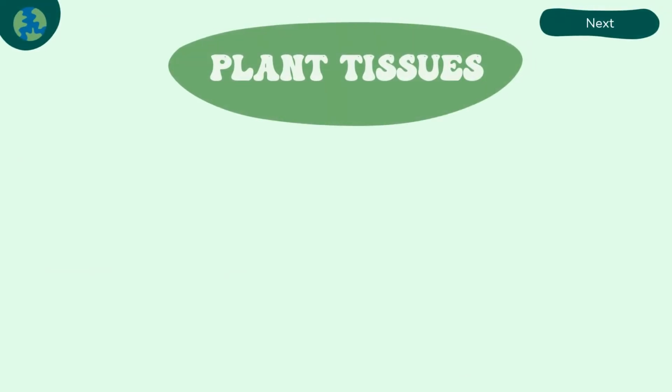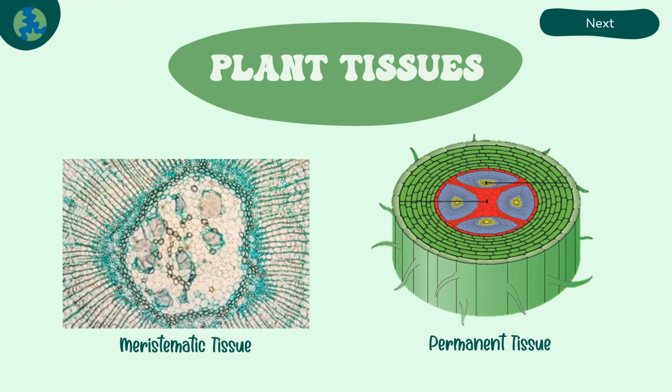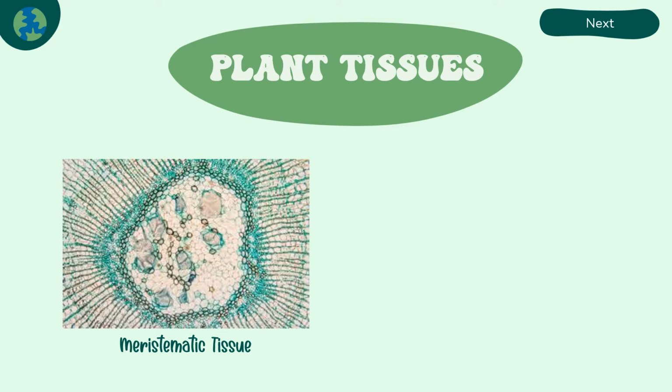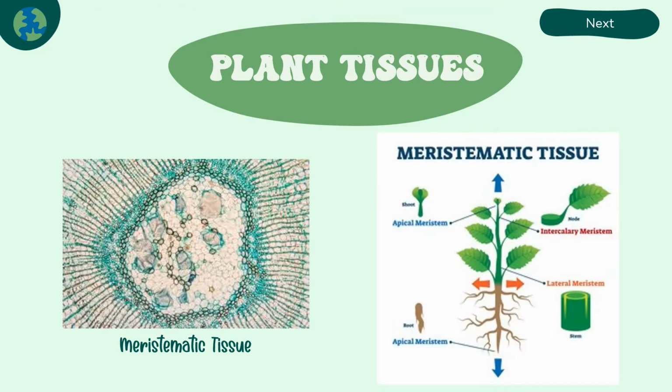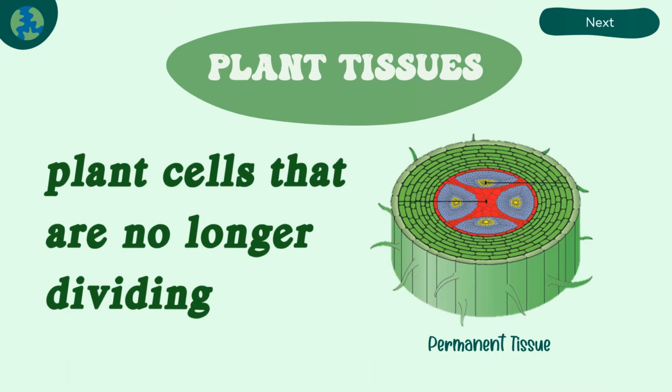Plant tissue systems fall into one of two general types. We have meristematic tissue and permanent or non-meristematic tissue. Cells of the meristematic tissue are found in meristems, which are plant regions of continuous cell division and growth. Meristematic tissue cells are either undifferentiated or incompletely differentiated, and they continue to divide and contribute to the growth of the plant. In contrast, permanent tissue consists of plant cells that are no longer actively dividing.